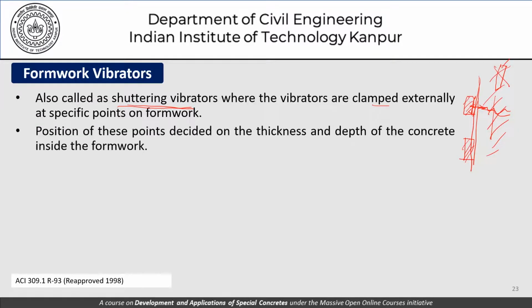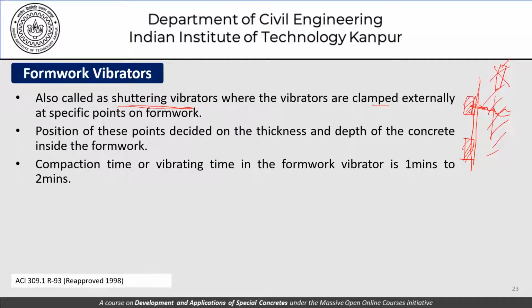The position of these points is decided based on the thickness and depth of concrete inside the formwork, apart from, of course, the characteristics of that concrete in terms of consistency or workability. Compaction time or vibrating time in the formwork vibrator is 1 minute, 2 minutes. Again, this has to be taken with a pinch of salt. It's not etched in stone that this should be the time for which the form vibrator should be switched on. This can vibrate at speeds up to about 9,000 cycles per minute.